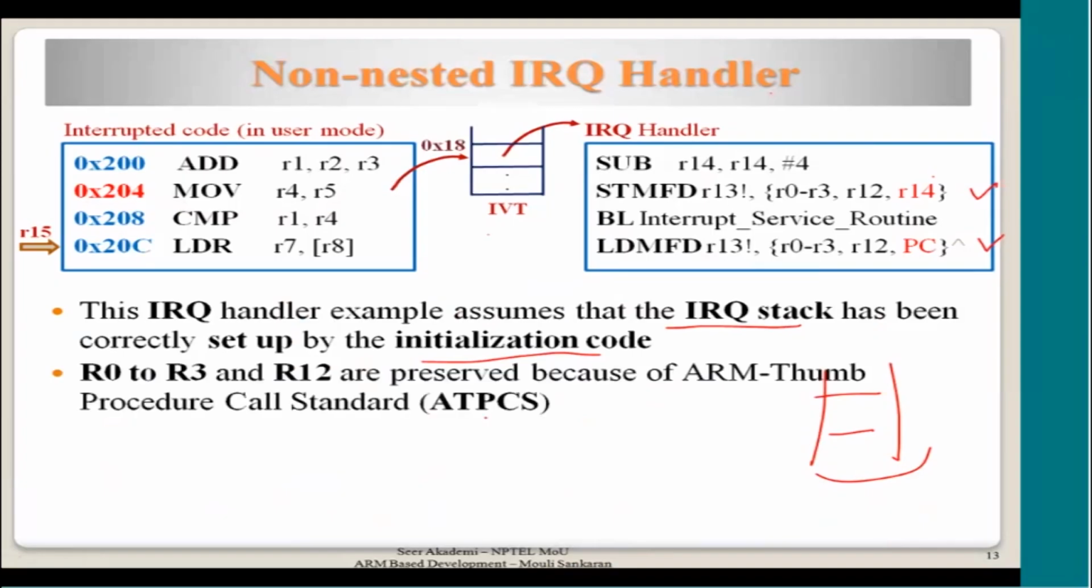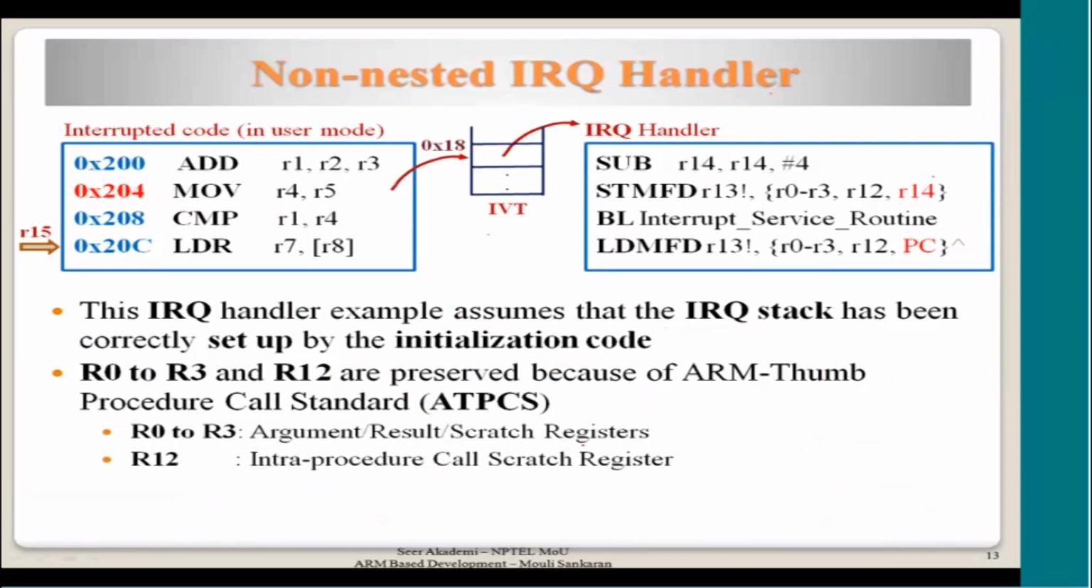R0 to R3 and R12 are preserved because, you may wonder why I am saving those. There is a reason. Normally, in the C convention, these registers are used for parameter passing, and normally they are scratch registers which need to be preserved. It's not that you don't have to preserve other registers, but you may save the other registers also if you are using them inside. That is the job of the service routine. I will talk about this later. Don't bother about the procedure call standard right now. Just for completeness' sake, I mentioned it.